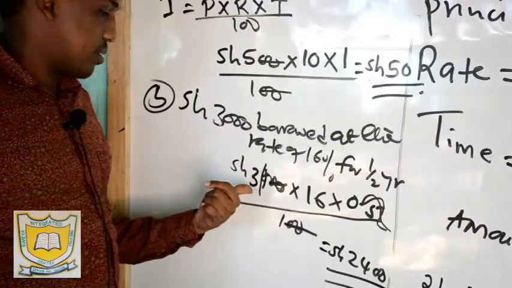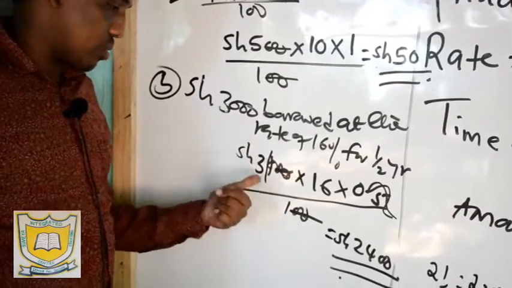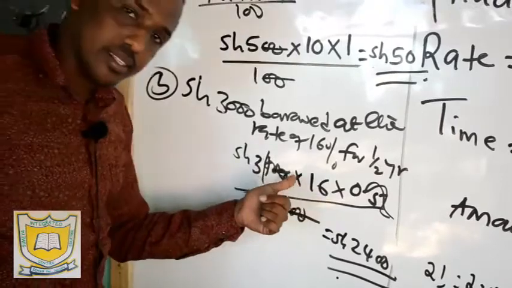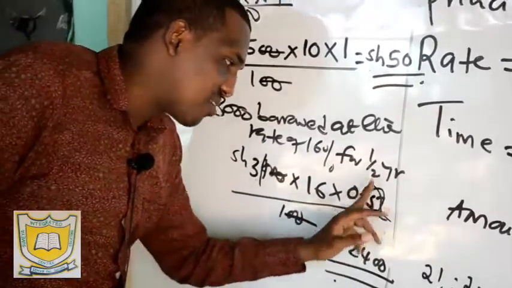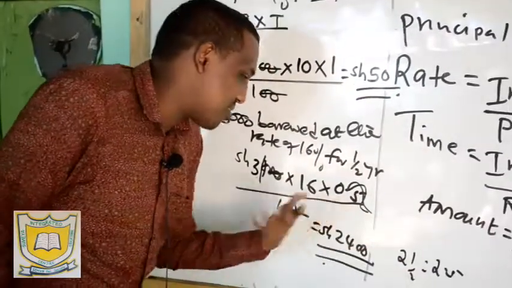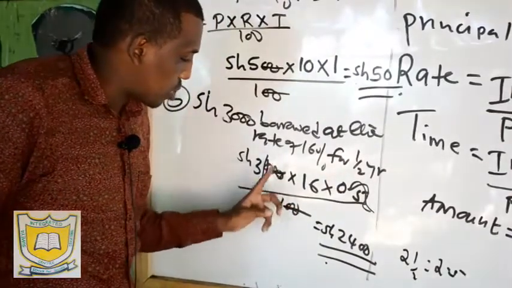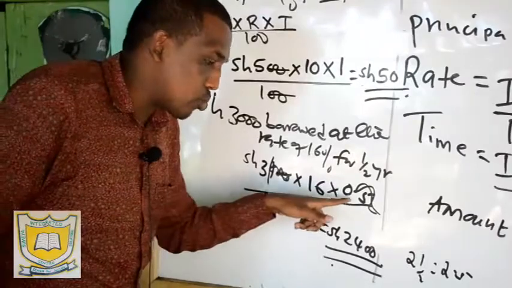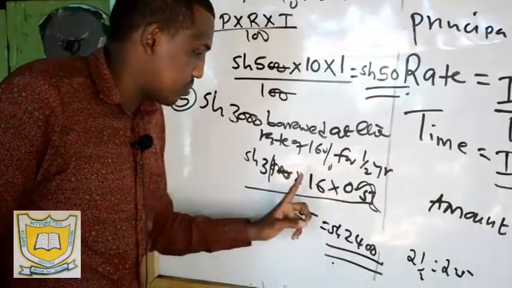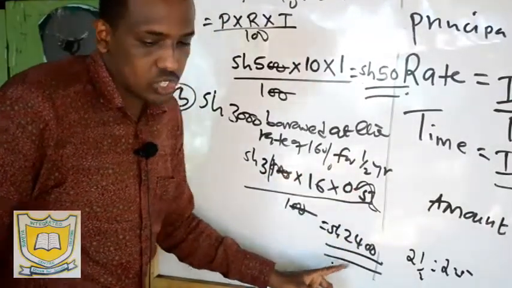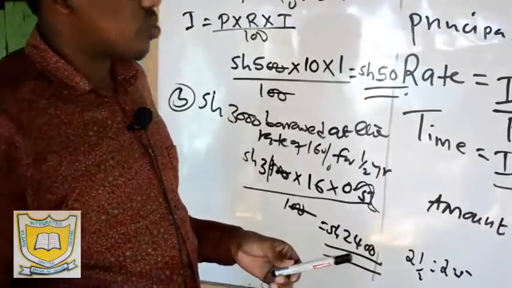Interest is equal to principal times rate 16 times time a half, 0.5, or you can say times a half. It's the same, but I always prefer 0.5. So cancel. You kill this 0, you remove the decimal because it's multiplication. So you say 3 times 16 times 5, you will get shillings 2,400. That is how we solve that question.